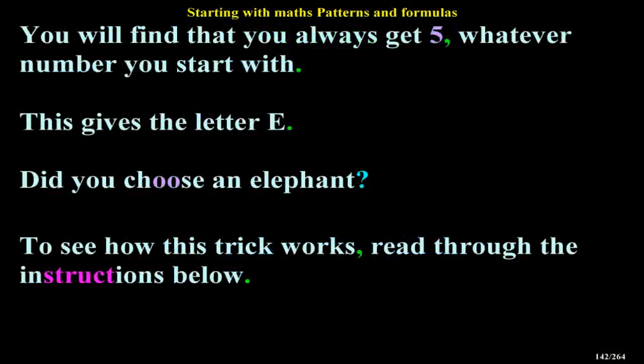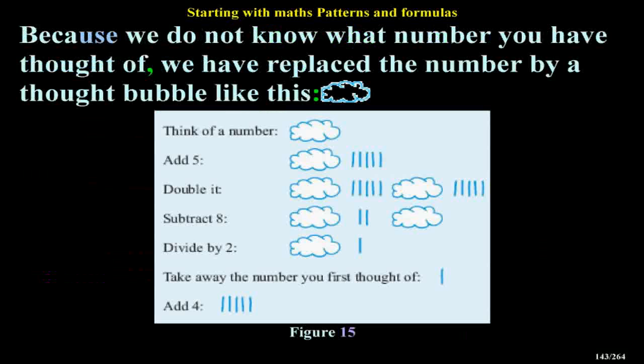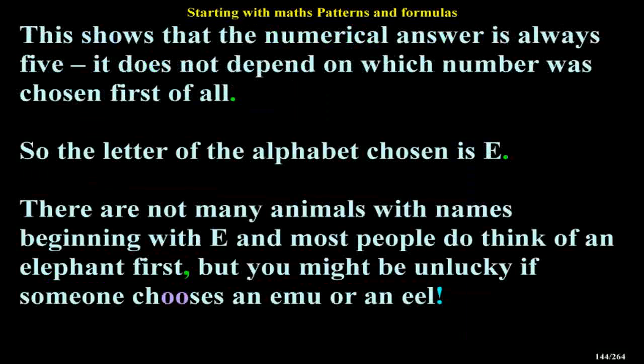To see how this trick works, read through the instructions below. Because we do not know what number you have thought of, we have replaced the number by a thought bubble like this. Figure 15 shows that the numerical answer is always 5. It does not depend on which number was chosen first of all. So the letter of the alphabet chosen is E. There are not many animals with names beginning with E, and most people do think of an elephant first, but you might be unlucky if someone chooses an emu or an eel.